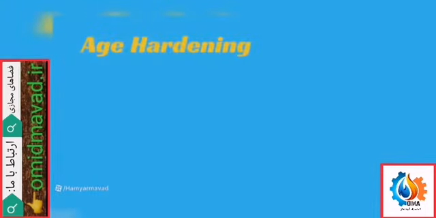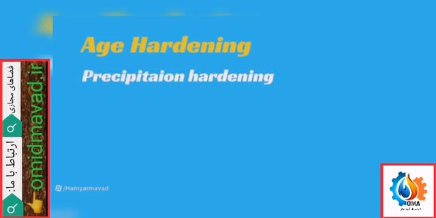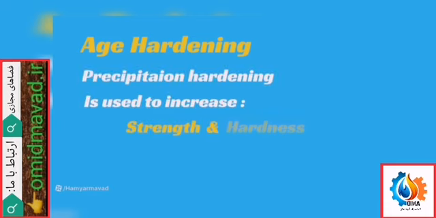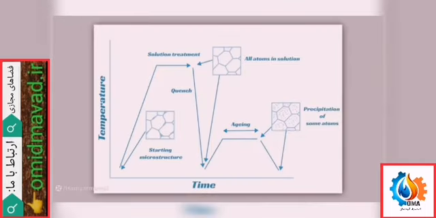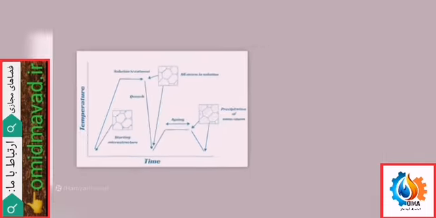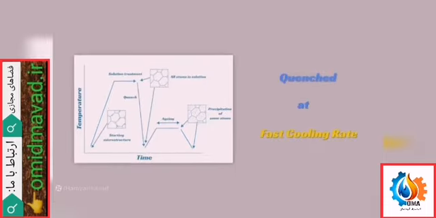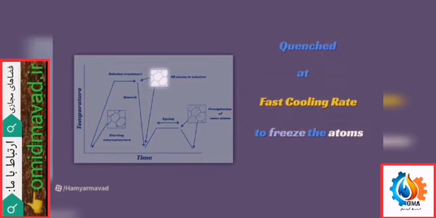Age hardening, sometimes called precipitation hardening, is used to increase the strength and hardness of some stainless steels and nickel-based alloys. It follows similar steps to quench and tempering, in that the material is heated to a temperature to dissolve all the atoms into solution. It is then quenched at a cooling rate fast enough for the atoms to remain frozen in solution.